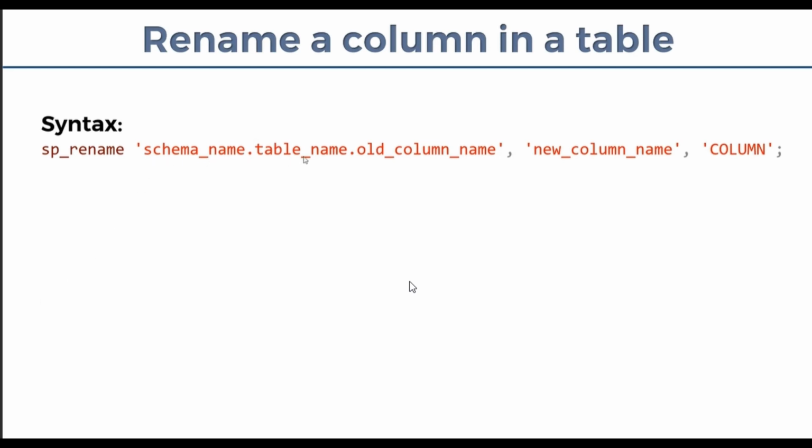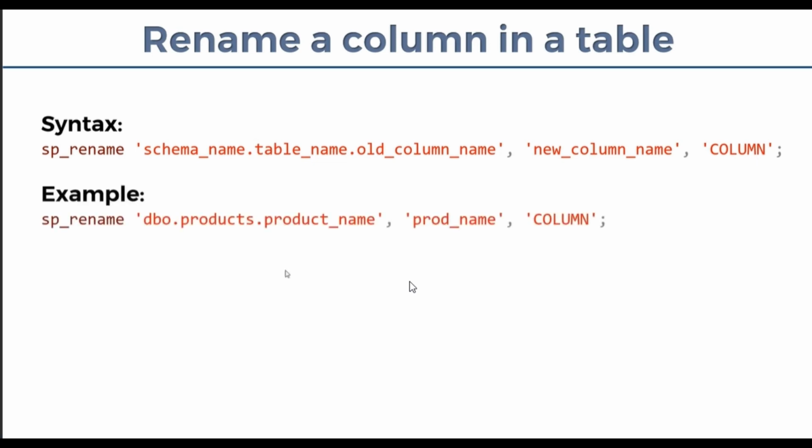We just write the column name we want to rename, and then a comma, and then in single quotation marks we write the new column name, and then a comma, and then we write the type of object that we want to rename. In this case it is a column object, right? So we just write COLUMN in uppercase, and this is also in single quotations.